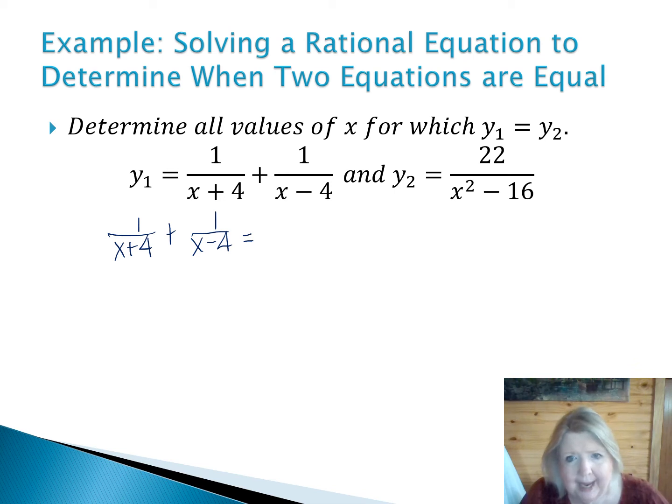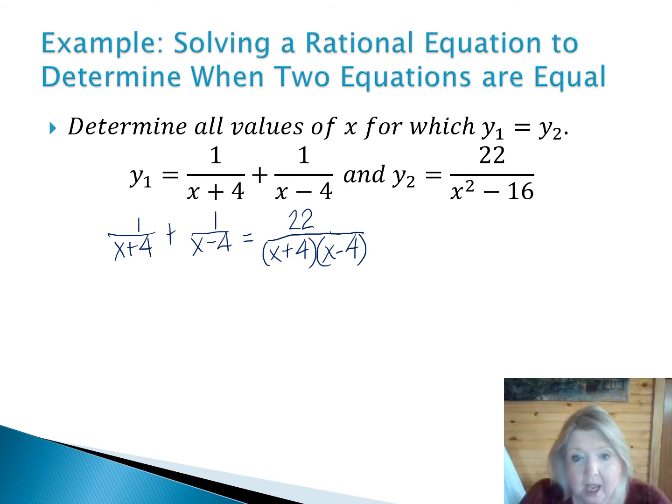equals, but when I come over here to the right hand side, I don't want to leave that quadratic there. That is the difference of squares, and it gives conjugate pairs. Now the reason I want to factor it into conjugate pairs is because I need my factors to be able to identify my least common denominator. I can tell by looking that my least common denominator is going to be x plus 4, x minus 4, because if that's it, I've got everybody covered.